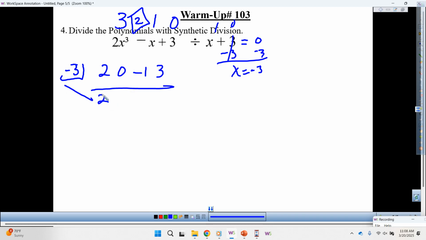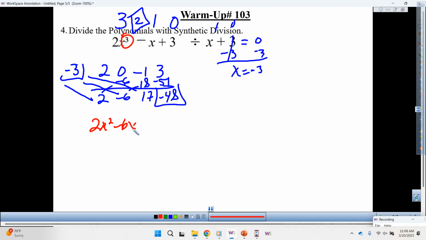Bring down the 2. Negative 3 times 2 is negative 6. Combined, that's negative 6. Negative 3 times negative 6 is 18. Combined, that's 17. Negative 3 times 17, that's negative 51. Combined, that's negative 48. And if we started with a cubic, that means this is 2x squared minus 6x plus 17. But we have a remainder, yes, of negative 48 over x plus 3.